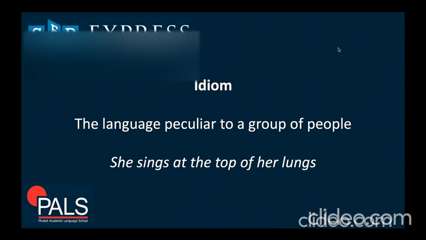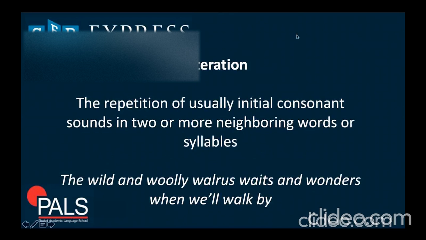Right. Moving on. What makes up a cliche or an idiom though? What is figurative language? When do we use it? Are there different types of figurative language? Yes, there are. One of them is alliteration. It is the repetition of usually initial consonant sounds in two or more neighboring words or syllables.